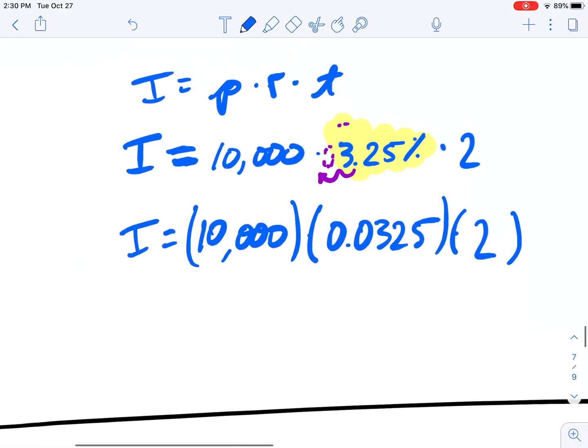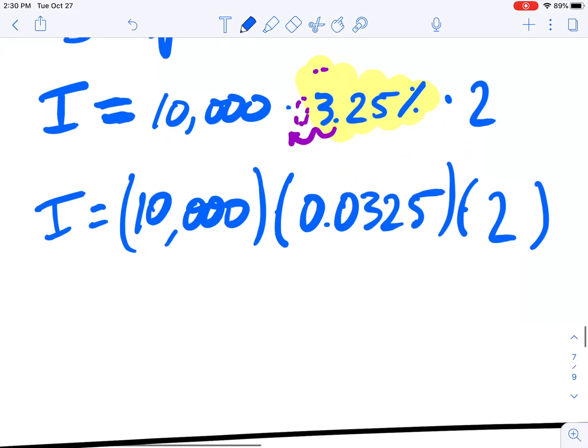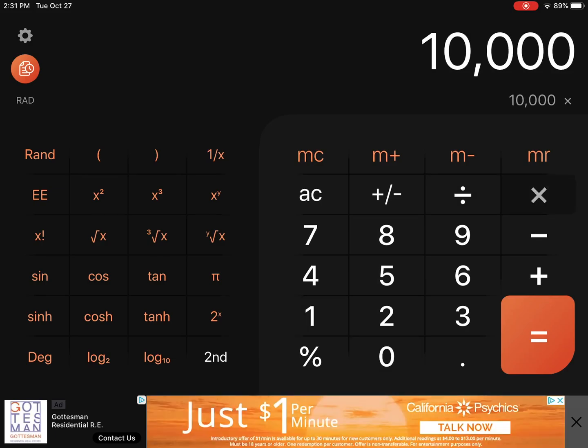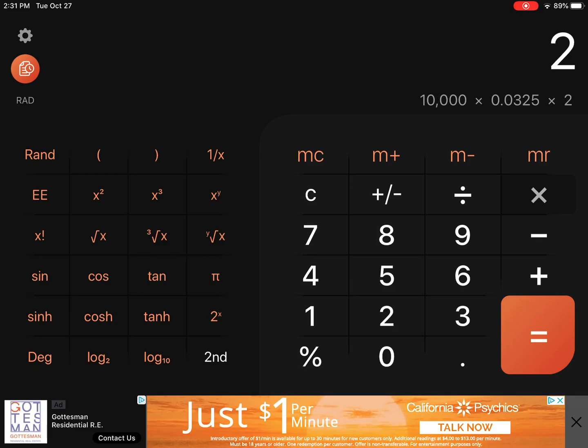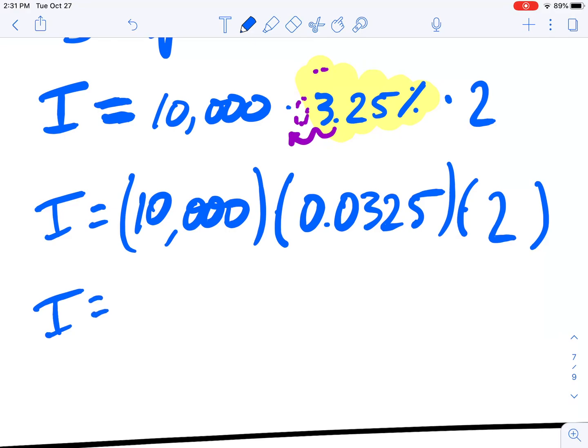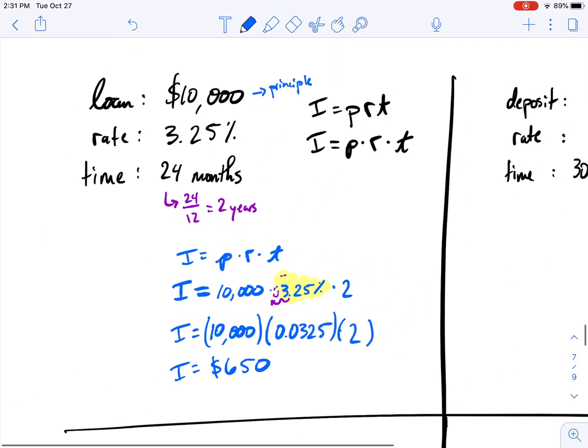That means multiplication, okay, when there's parentheses right next to each other. So then you just have to go into your calculator and do it. So you go to your calculator and you have 10,000, be careful to get the zeros right, times 0.0325 times 2. You get 650, all right? So that means I equals $650.